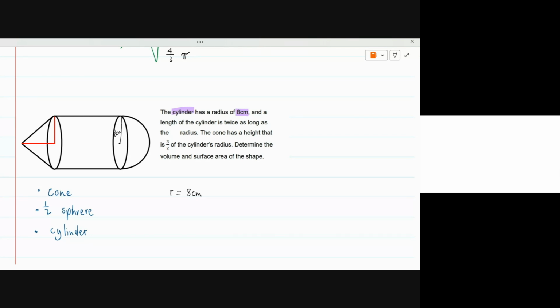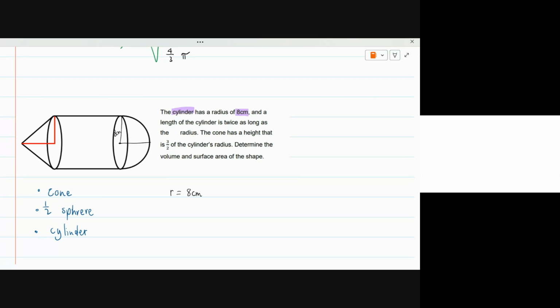So what is the radius of my half sphere? 8 centimeters, exactly. What is the radius of my cone going to be? 8 centimeters. So technically, because they're all connected to each other, they're all going to have the same radius.